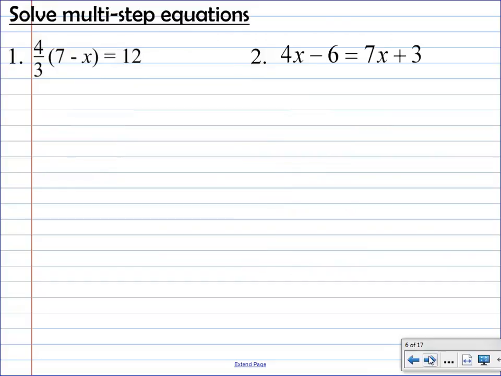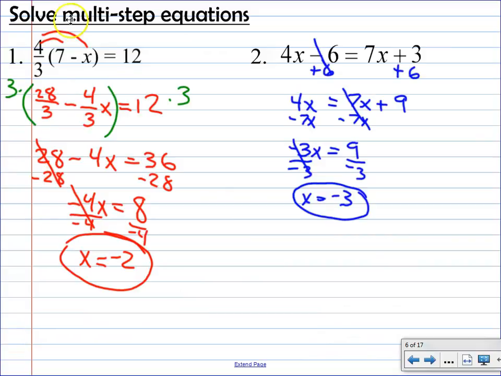You can pause the video and try it on your own and check your work in just a moment. All right, so the first example, I distributed 4/3 times 7 and 4/3 times negative x to get what I have in red. Next step, since I had fractions, I wanted to eliminate the fraction, so I multiplied by a common denominator. And you could have done that. Maybe you did it a different way.